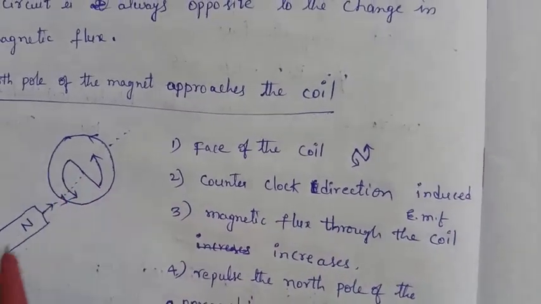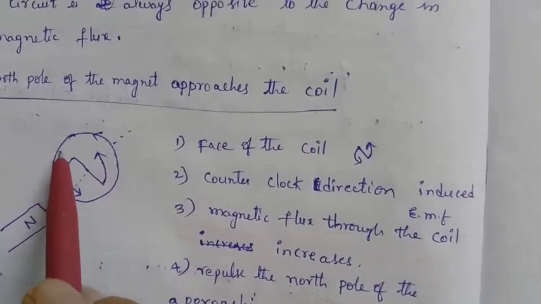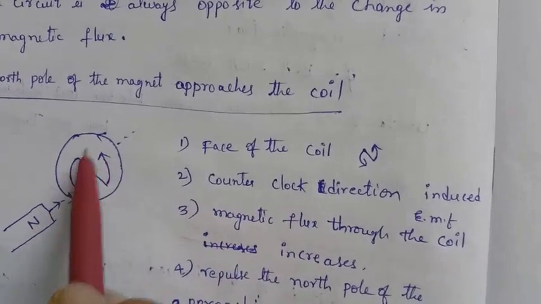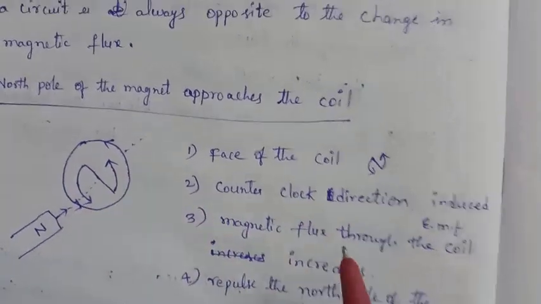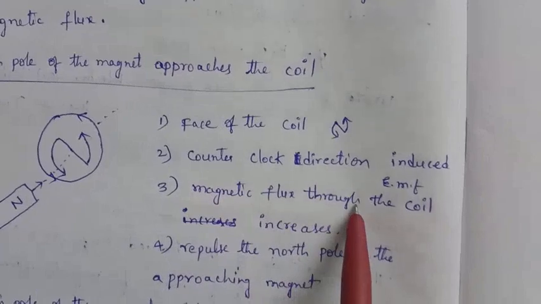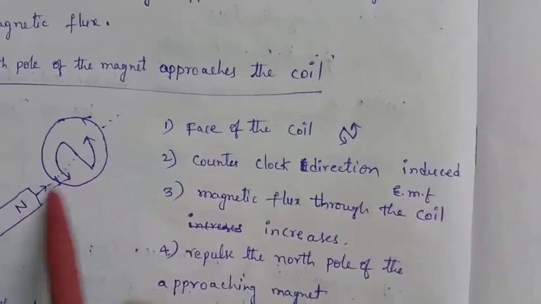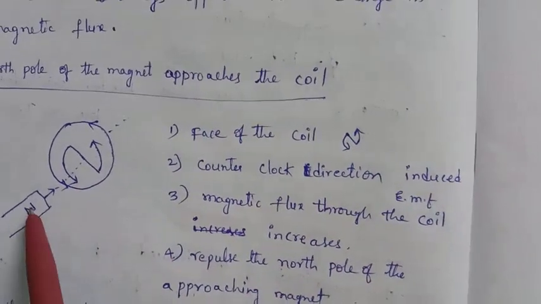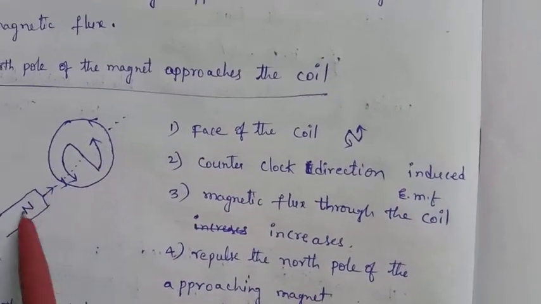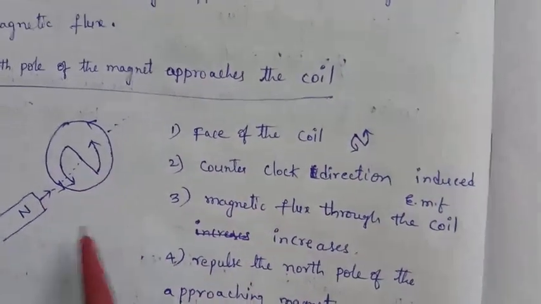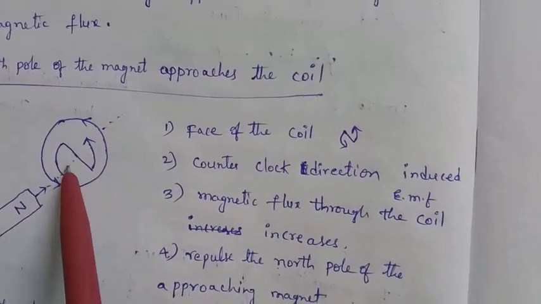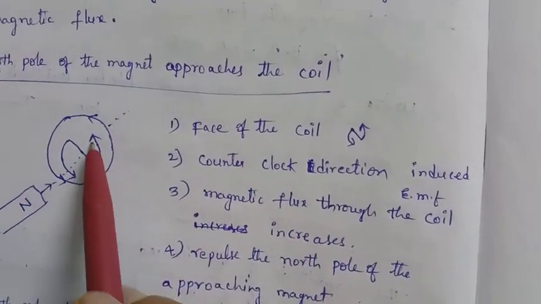When the north pole approaches the coil, the number of magnetic lines of force passing through the coil increases. That means the magnetic flux through the coil increases as the north pole approaches. Since it is a north pole, which type of force will act? A repulsion. So when the north pole approaches, the face of the coil will be like an N.